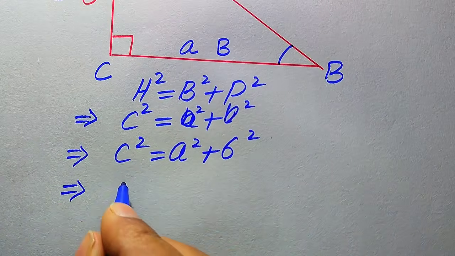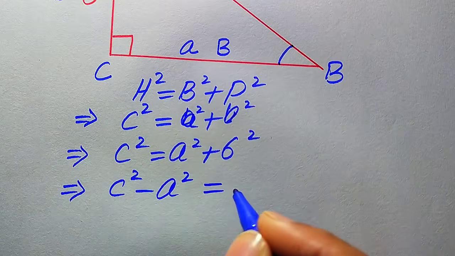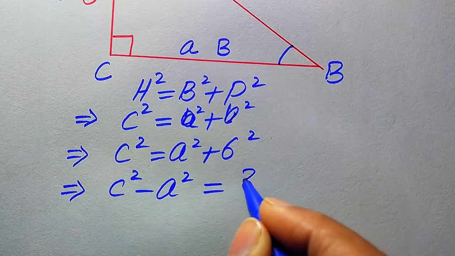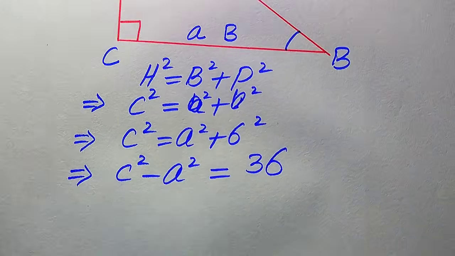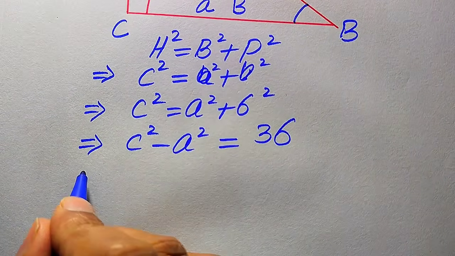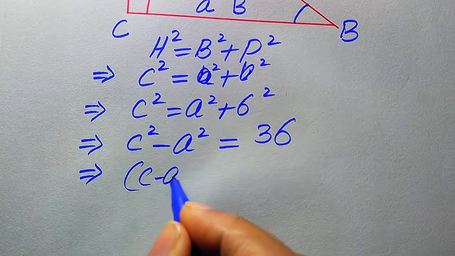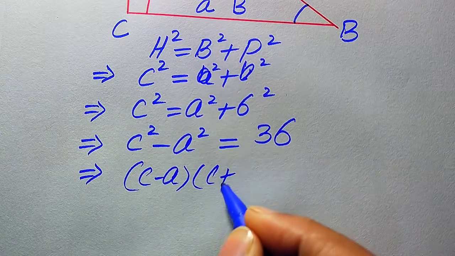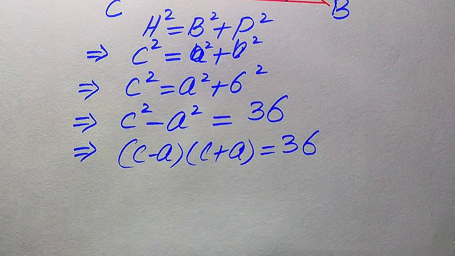Further, we move this a square from the right hand side to the left hand side, and it will be written as c square minus a square equals 6 square, and 6 square becomes 36. Now in the next step we use the nice algebraic formula on the left hand side, and it will be written as c minus a times c plus a equals 36.